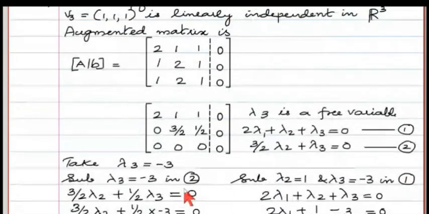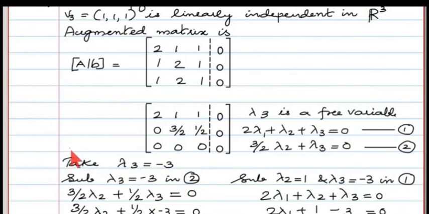From this, we will get a reduced echelon form like this. So here, lambda 3 is a free variable. We will get two equations, so there is no last row. From this we can solve, and we take lambda 3 equal to minus 3.